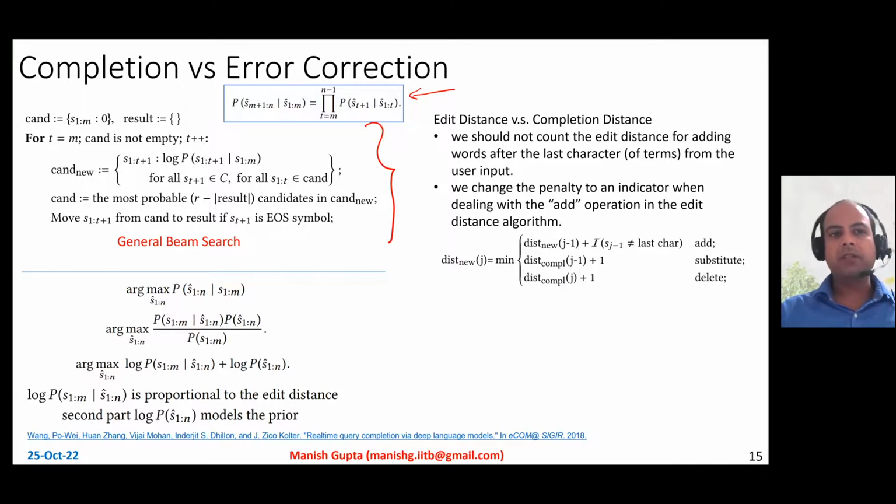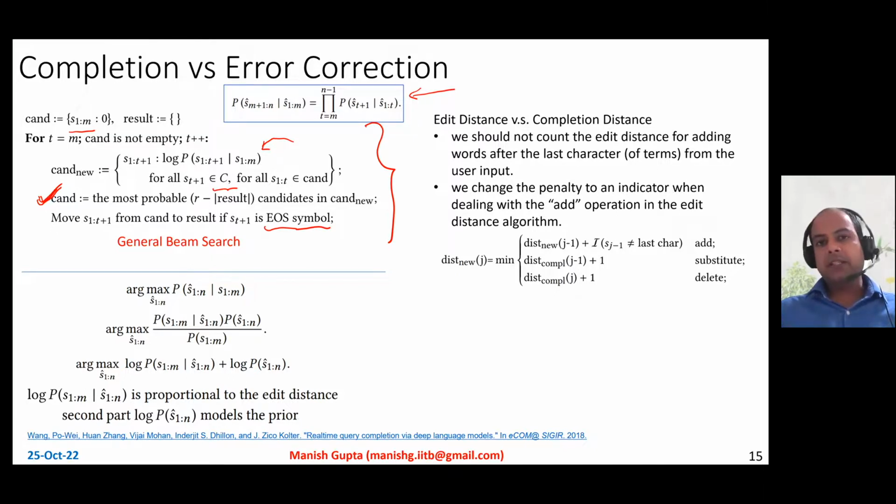This is a traditional beam search algorithm where the user has typed m characters so far. You check every possible character that can come next as a candidate, try to maximize the probability, find the most probable candidates and keep the best ones. So if the beam width is k, you maintain the k best solutions so far. At the next time point, you add one more character and continue until you get an end of sequence symbol, in which case you dump that candidate as the final result. That's a general beam search without any error correction.